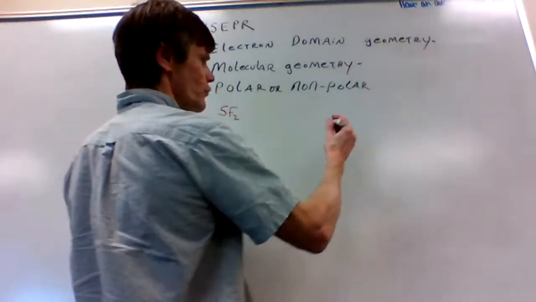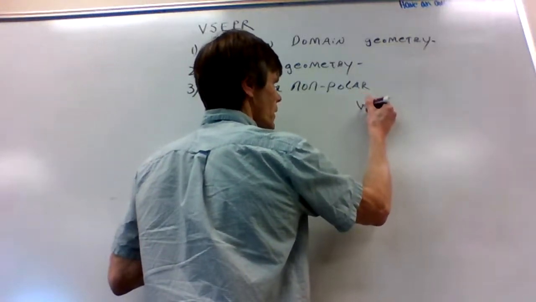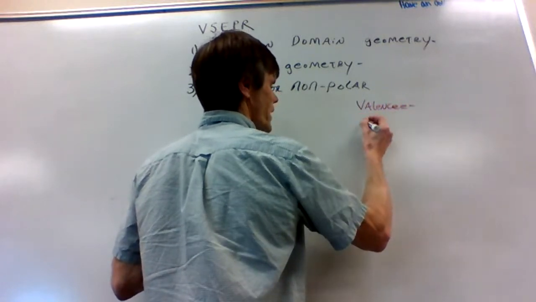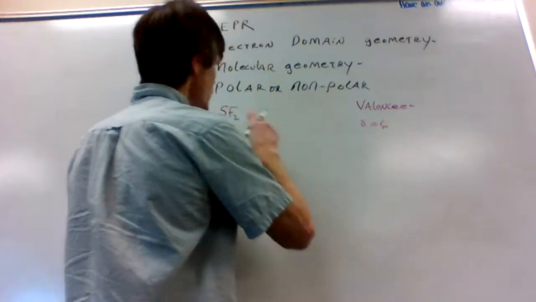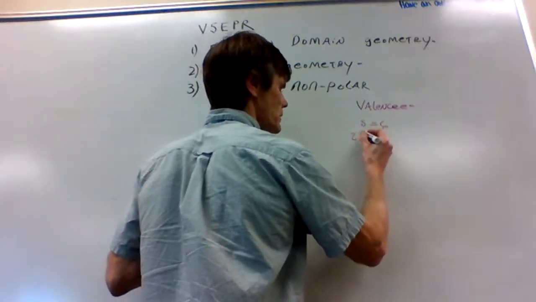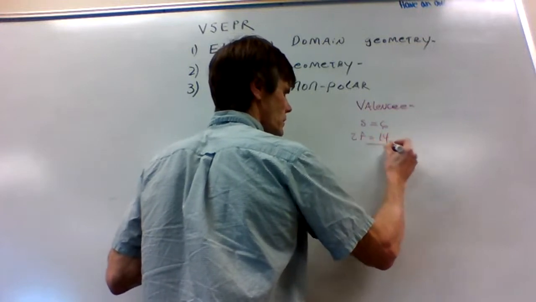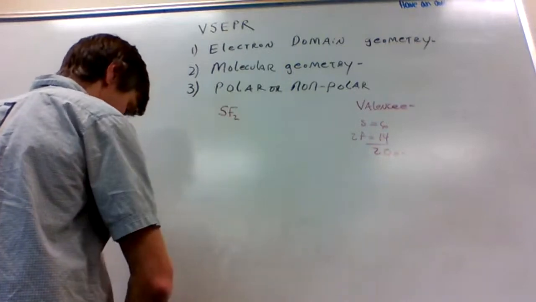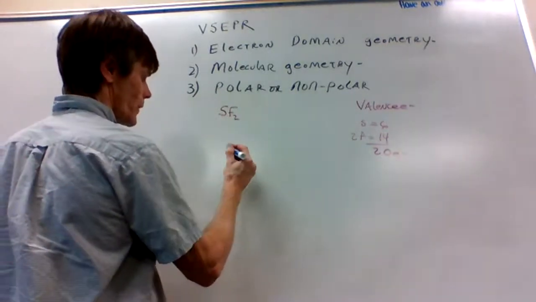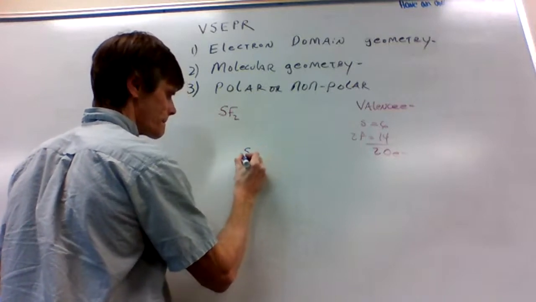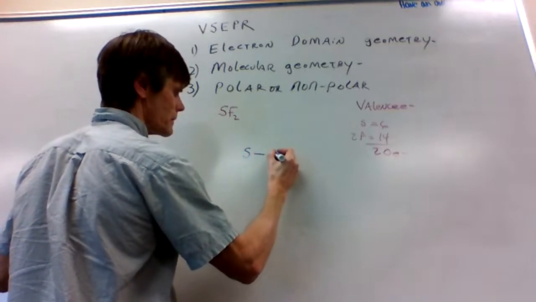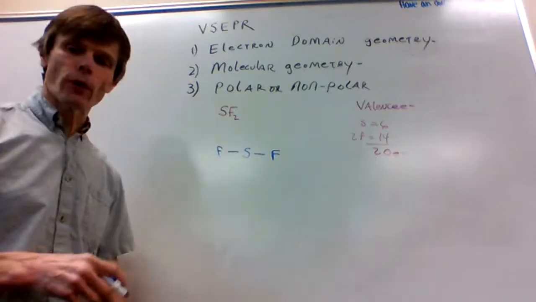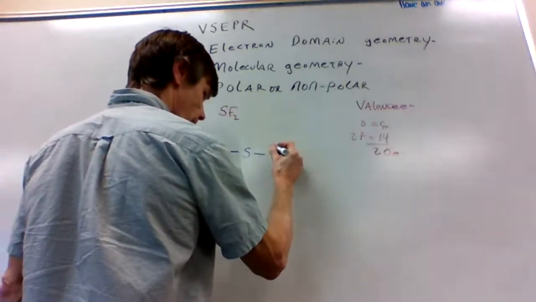We would write the Lewis structure by taking into account our valence electrons. Sulfur has 6. And there are 2 fluorine, 7 each. And we would have 20 electrons to work with. So we have a central sulfur, 2 fluorine, and then we would fulfill the octets of our fluorine.